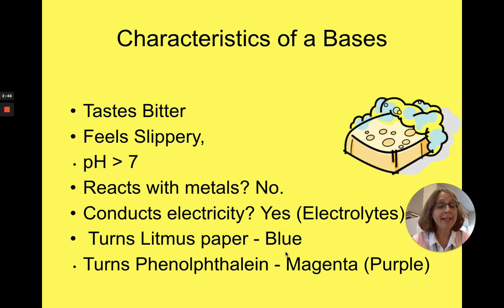In terms of the two indicators, bases taste bitter, and they turn litmus paper blue as opposed to red for acids. And they turn phenolphthalein a really pretty color. It's called magenta. It's kind of a purple color. So unlike acids, where it stays colorless, phenolphthalein will turn purple in the presence of a base.